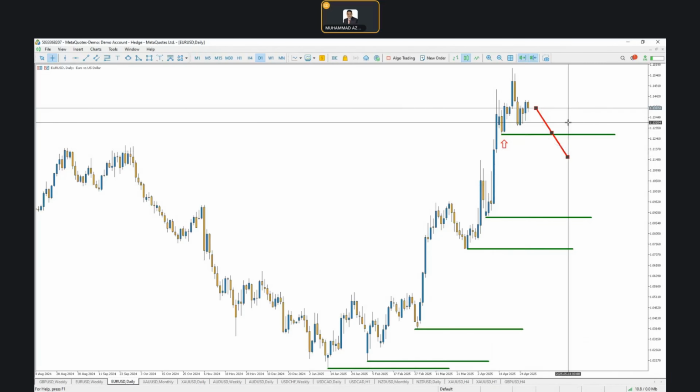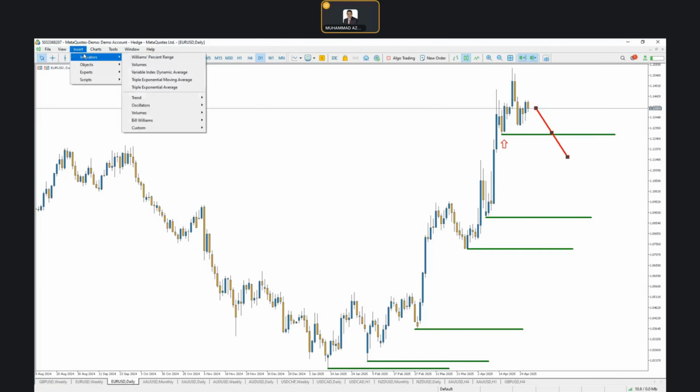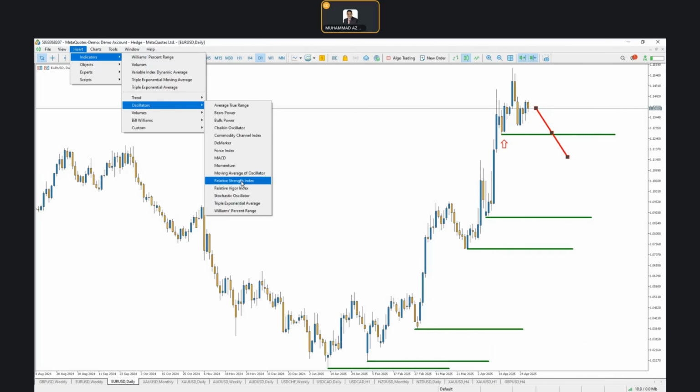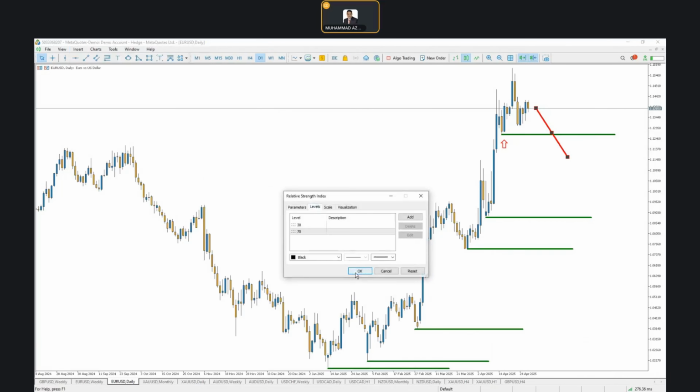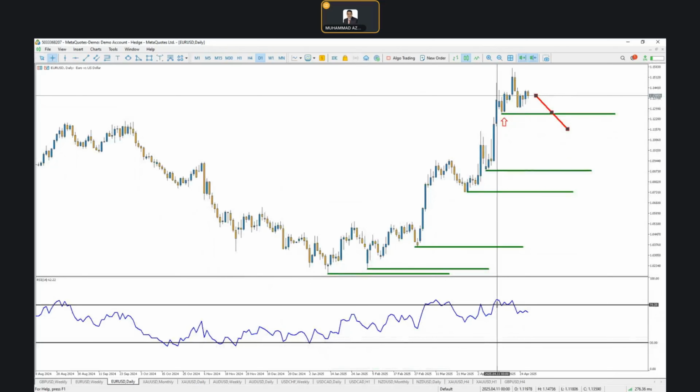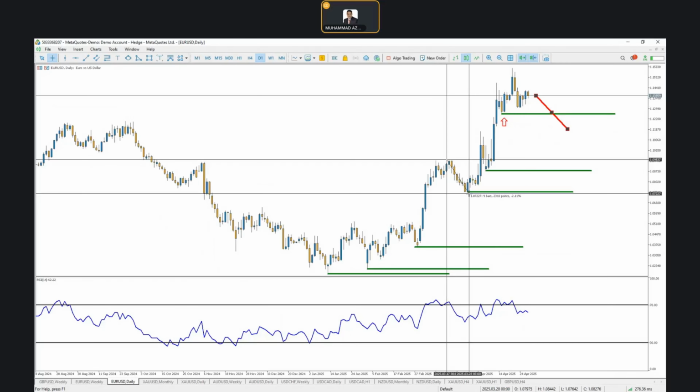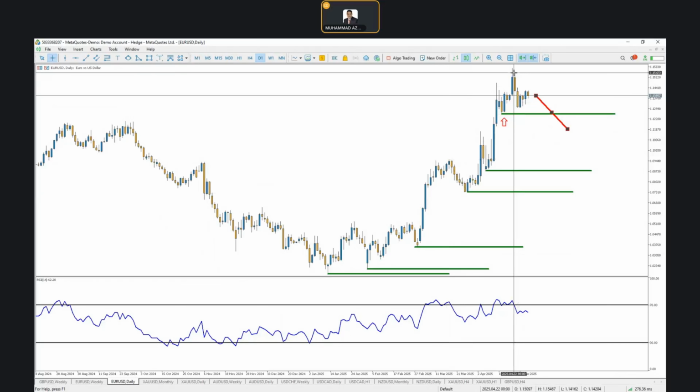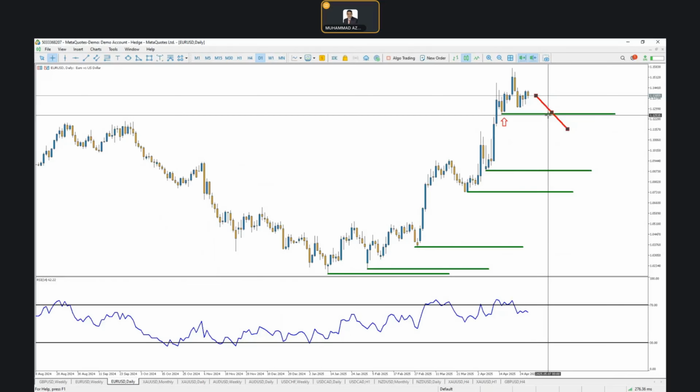This is the daily time frame of the euro dollar currency pair. If you apply the RSI, let's go to Insert, Indicators, Oscillators, RSI, Relative Strength Index. RSI looks a little bit overbought, but we have seen in the past that the RSI was overbought, and we only got a slight pullback in price action.